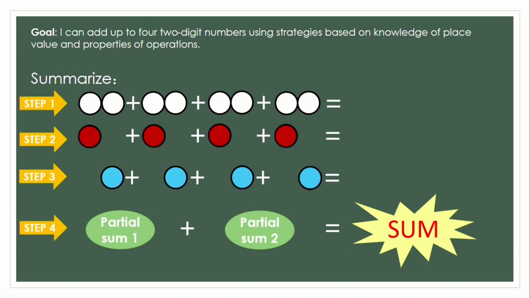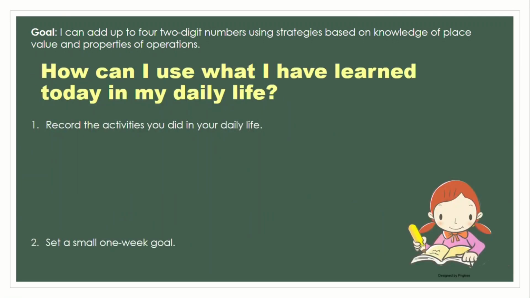Okay, now we can say, I can add up to 4 two-digit numbers using strategies based on knowledge of place value and the properties of operations. Parents and friends watching this video till now may be still wondering how to use the strategy in our daily life. In fact, we are dealing with many math problems that need us to add more than two two-digit numbers. So here are the 2 suggestions from me.